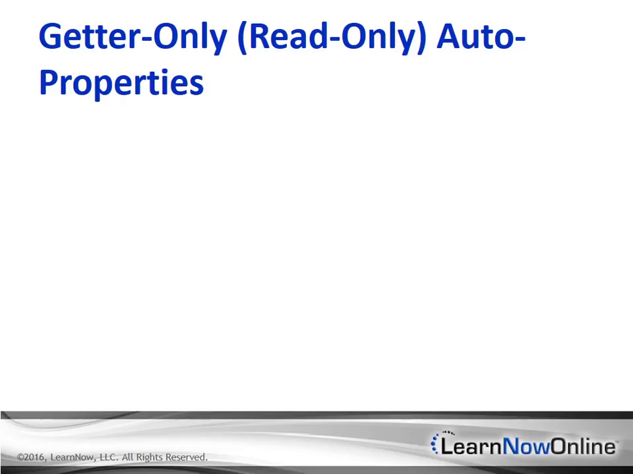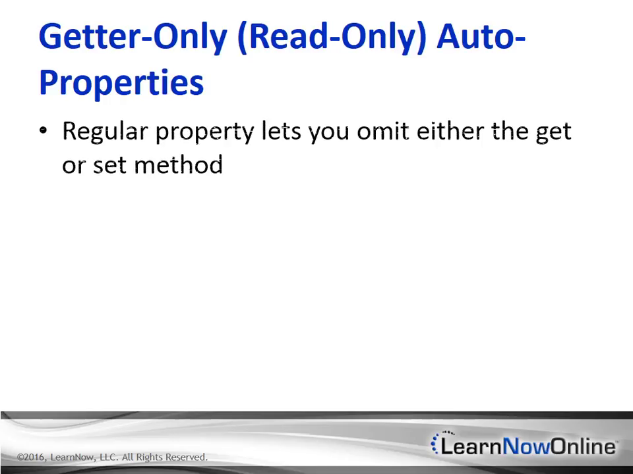Now there's another aspect of automatic properties that I need to talk about, and those are getter-only or read-only auto properties. In a regular non-auto property, you can leave out either the get or the set method, and that makes the property either write-only or read-only respectively. Read-only properties are useful for property values that shouldn't change or are otherwise outside the control of the class, doing things like reading and returning the value from a hardware sensor.